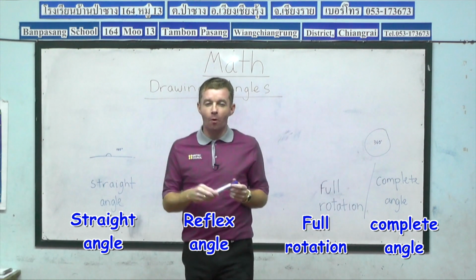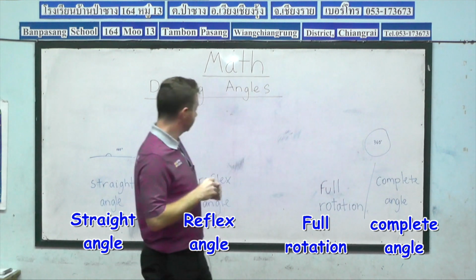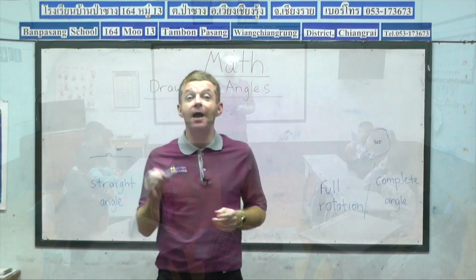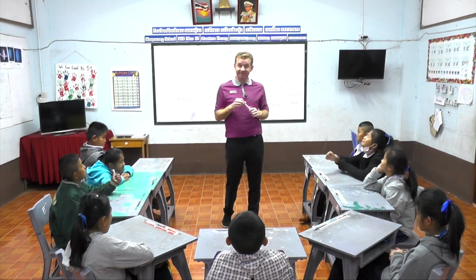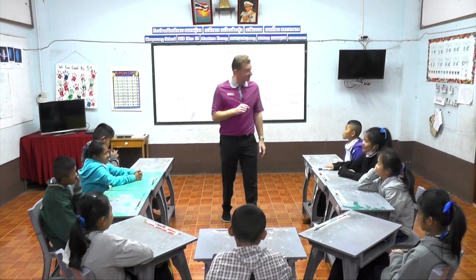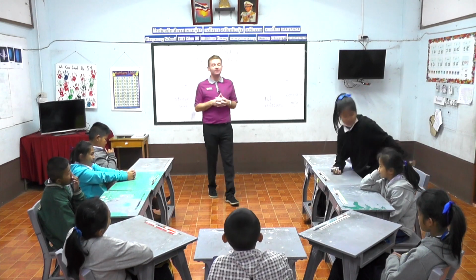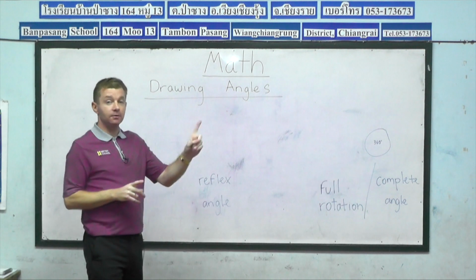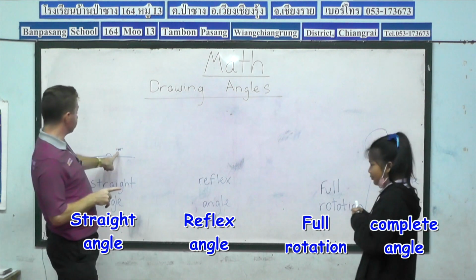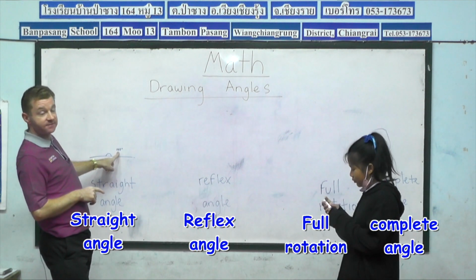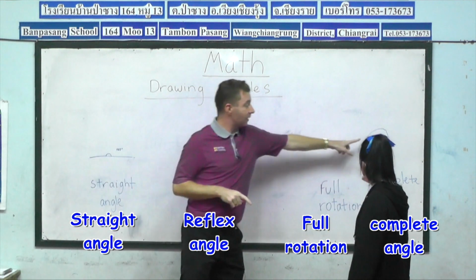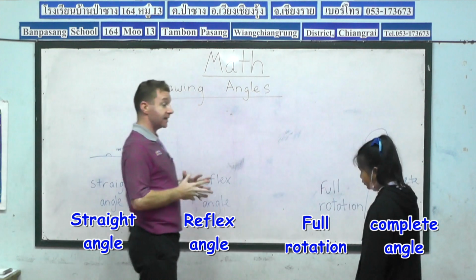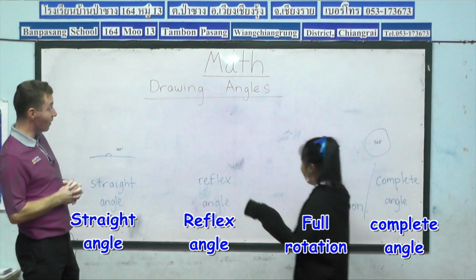So that means we've got one type of angle left, the reflex angle. Now let's see who can come forward and demonstrate how to draw a reflex angle. Let go, come and join me at the front of class, please. Now the reflex angle is any angle that is greater than 180 degrees but less than 360 degrees. So let go, can you demonstrate how to draw a reflex angle?